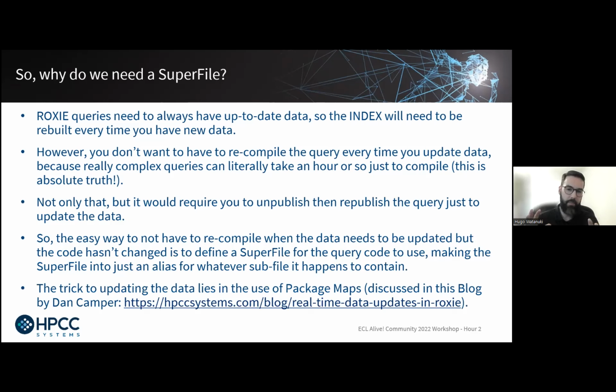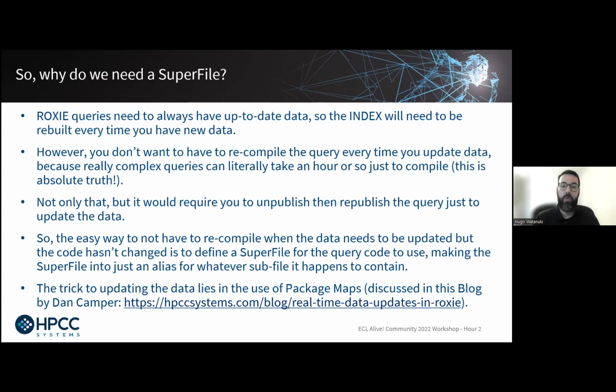But basically, looking at the package map process, it is a three-stage process. You build the index, you copy the new index to your ROXIE, and then you update the ROXIE package map just to change the subfile name. So doing it like that, you are just dealing with DFU metadata, and your ROXIE query will be instantly using the new data as soon as that has been done. Okay.